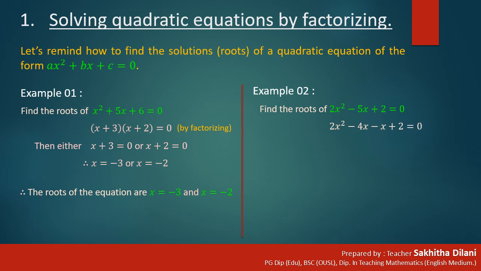They are negative 4x and negative x. Now you can factorize. Then the factors are x minus 2 and 2x minus 1. That is, x minus 2 into 2x minus 1 equals 0. For the product of them to be 0, either x minus 2 equals 0 or 2x minus 1 equals 0. Make x the subject of these two simple equations.